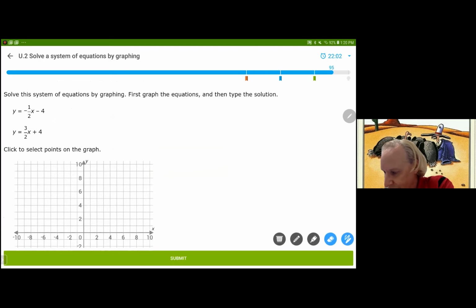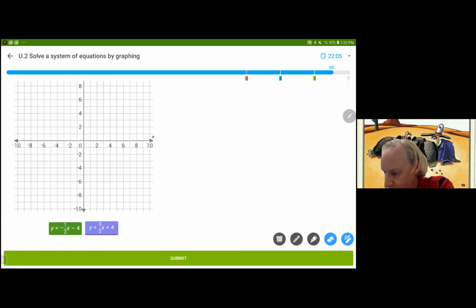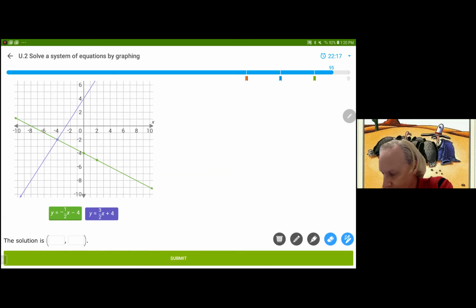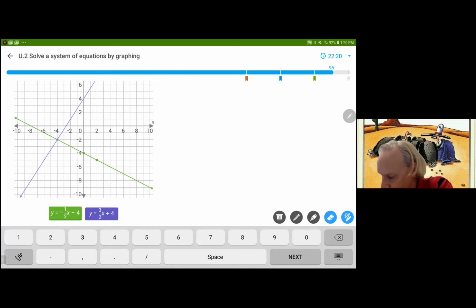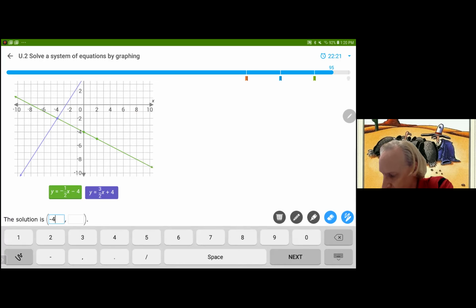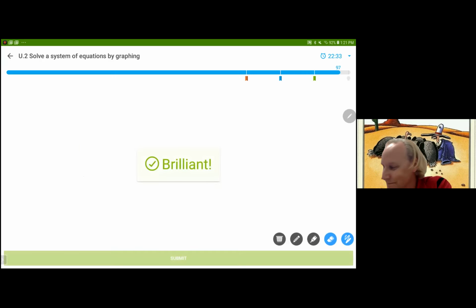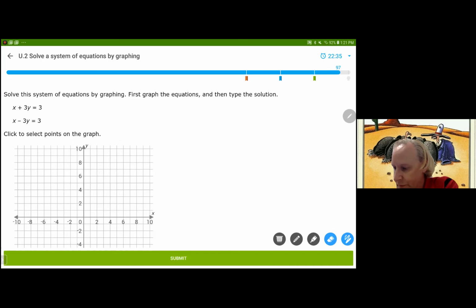We are at -4, and we have a slope of -1/2. We're at +4, and we have a slope of 3/2. And it looks like our solution is at -4, -2. It works for the first green one, and it works for the second one. Maybe one more. Oh, I like this one.